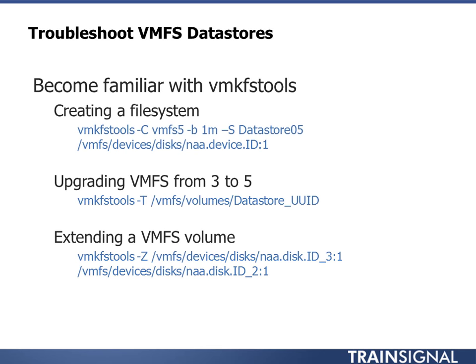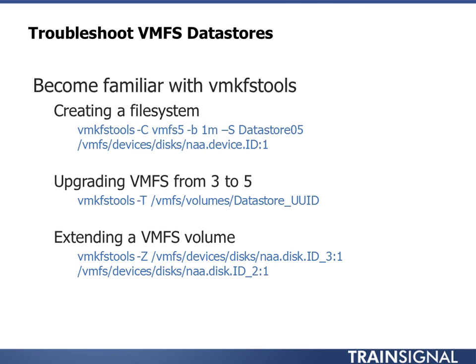Creating a file system, VMKFS tools, -C for create. VMFS5 is the version. -B is your block size, which as we all just learned, VMFS5 is always 1 meg. -S is the data store name. And then the /vmfs/devices/disk/device ID:partition. You have to partition your volume. And that's the annoying thing about using this tool to create file systems, because you have to partition the disk.